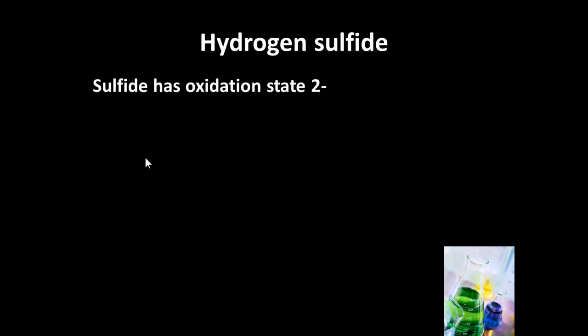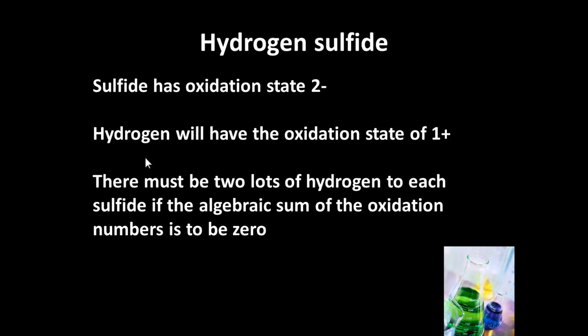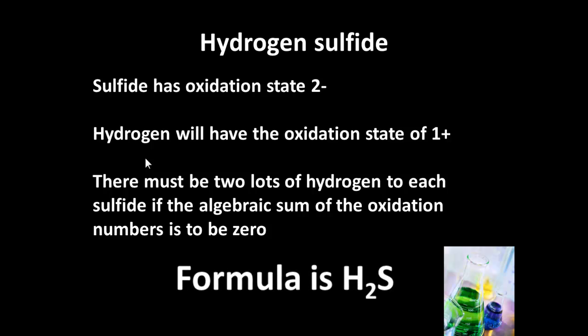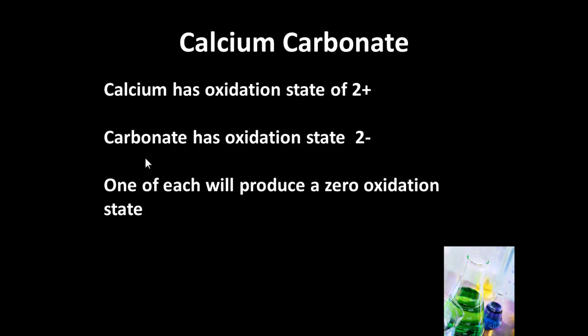Hydrogen sulfide. Start the same way. Sulfide oxidation state 2-. Hydrogen has an oxidation state of 1+. So how many pluses do we need for the 2-? Well, we must need 2 lots of hydrogen for each sulfide, and that will give us a 0 oxidation state at the end. So the formula H2S. Calcium carbonate. Calcium has oxidation state 2+. The carbonate's got 2-, so those will balance just as they are. One of each will give us 0 oxidation state. So CaCO3.